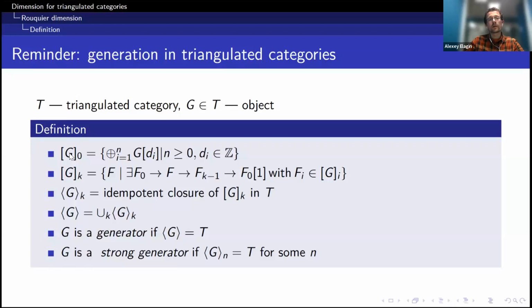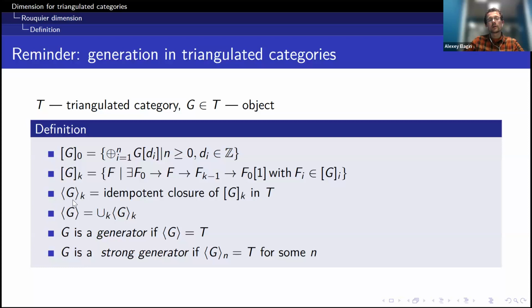So G_0 is the family of objects that can be generated without taking cones. So they are direct sums of shifts of this generator. At this moment, I don't take direct summands. Then G_k is the family of objects that can be generated by taking shifts, direct sums, and at most k cones. So this F is constructed as a cone of a morphism from F_{k-1} to F_0. So one more cone added.